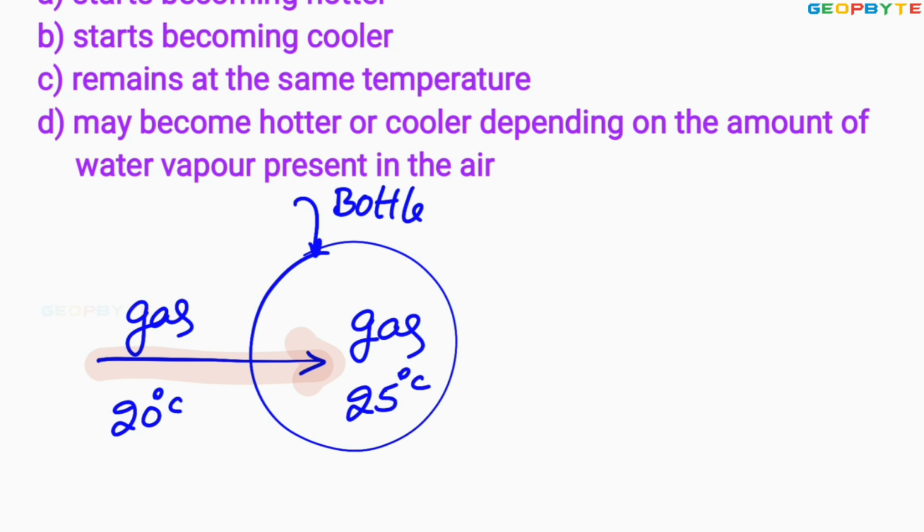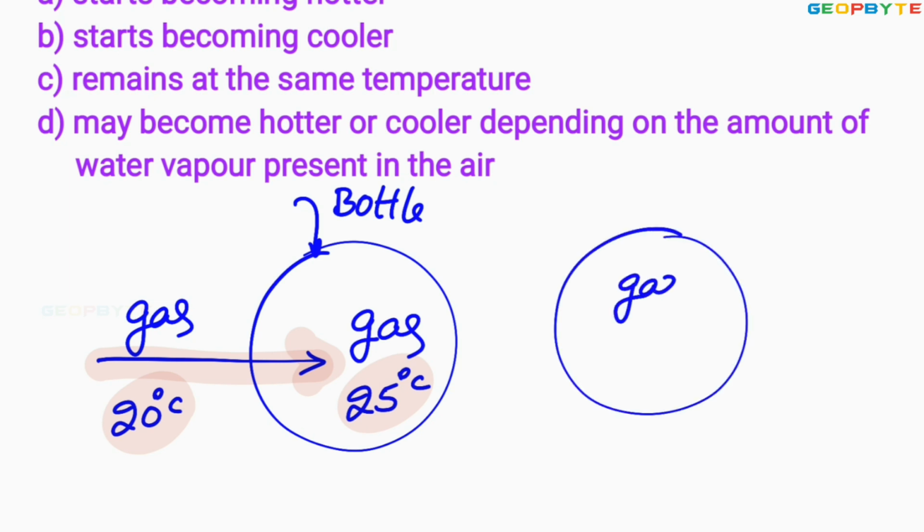That means by the time the gas is entering the closed system or bottle, the temperature of the gas increases from 20 degrees centigrade to 25 degrees centigrade. On the other hand, let us take some gas already there in the bottle.